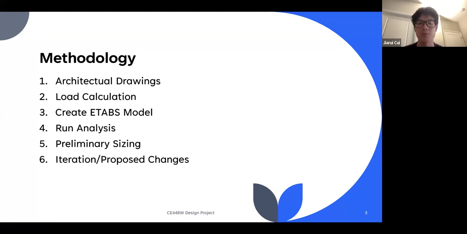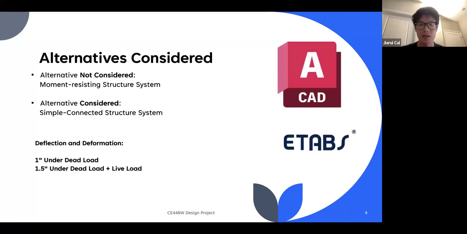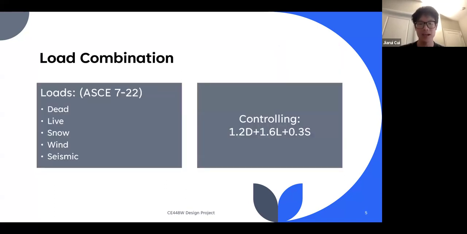In addition, iteration will be performed based on the results from ETABS to refine the sizes, such as for serviceability and deflection. The group used a simply connected structural system for the project because of the simplicity of design and better performance under seismic load effects. According to ASCE 7-22, the building will need to withstand dead load, live load, snow load, wind load, and seismic load. The controlling load combination will be 1.2 dead load plus 1.6 live load plus 0.3 snow load.